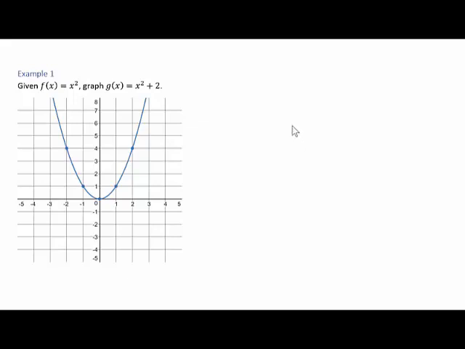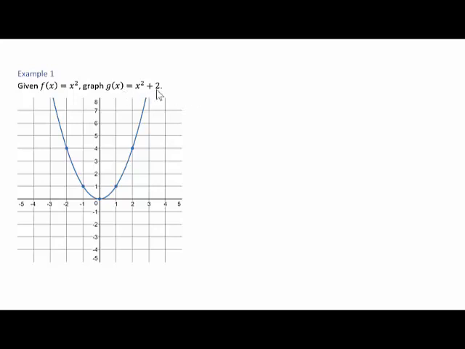Let's take a look at graphing some transformations of functions. So this first example, we're given the graph of f of x equals x squared, and we're asked to draw g of x, which is x squared plus 2. I notice that first this has addition or subtraction in the given expression, and so I know automatically that that's a translation or a shift of the graph. I just have to figure out, is this shifting vertically or is it shifting horizontally?